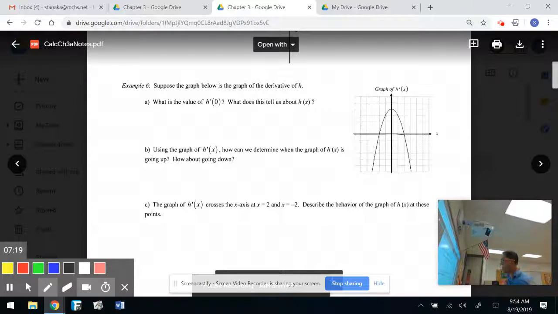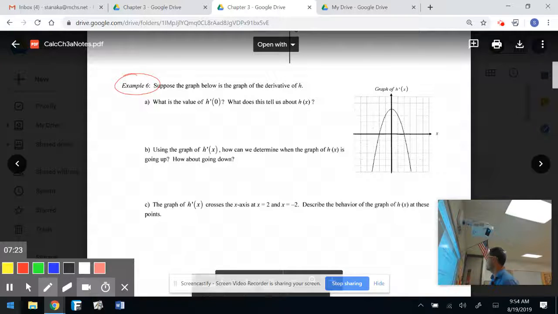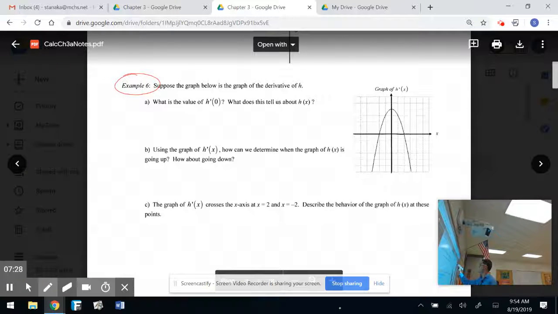Okay, here we go. Let's finish section 3.1 with example 6. I love this example because this is going to help you guys out. It's a big piece of our calculus moving forward. One of the most important things whenever you are given a graph is you circle 3, 4, 5, 6, 7, 8, 9 times, whatever you are looking at, and don't lose focus of that.